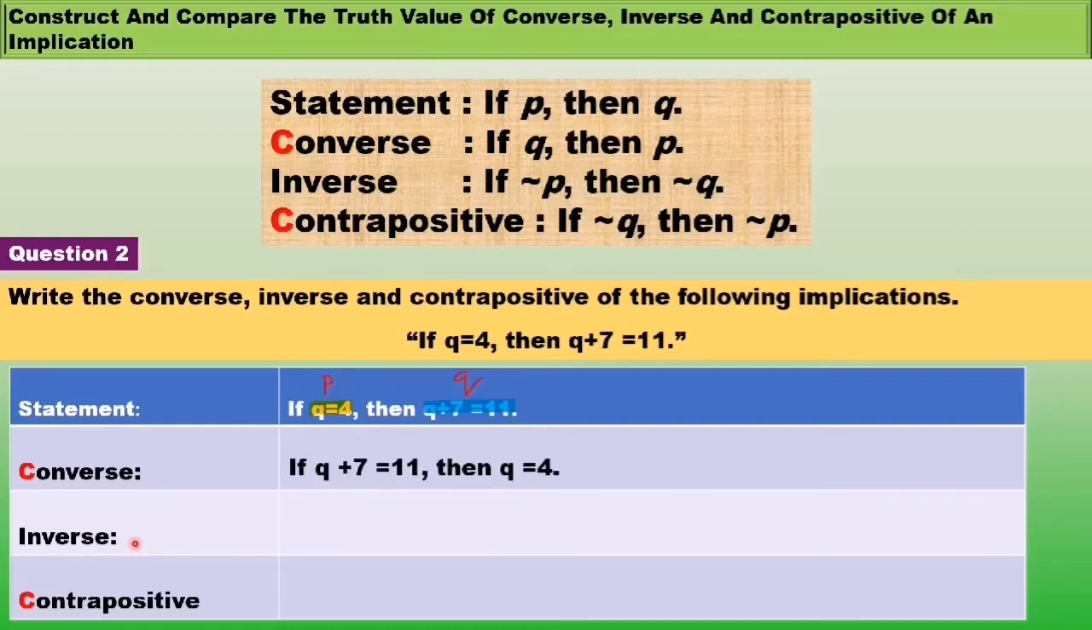Still remember how to form inverse? You refer to statement. Only here equals, you change to not equal. So the sentence is, if Q not equals 4, then Q plus 7 not equals 11. For contrapositive, refer to which sentence? We refer to converse. Only thing is, now equals, you change to not equals. So the contrapositive is, if Q plus 7 not equals 11, then Q not equals 4.